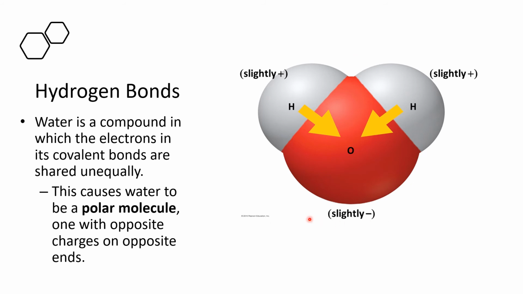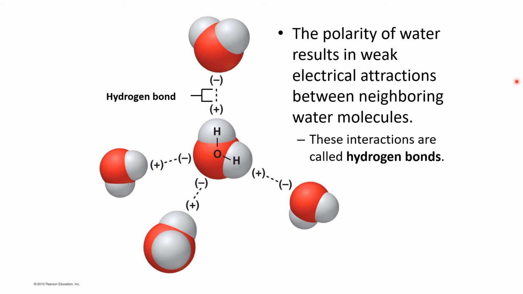Okay, this causes the entire molecule to be polar because it has a positive side and it has a negative side. Okay, now that we have this set up, we can see how other water molecules will actually interact with each other. So when you have a bunch of water, you're going to have these polar sides. So you're going to have a side that's slightly negative and a side that's slightly positive. And what happens is that the slightly positive side of the hydrogen is going to interact with the slightly negative side of the oxygen, causing a hydrogen bond.